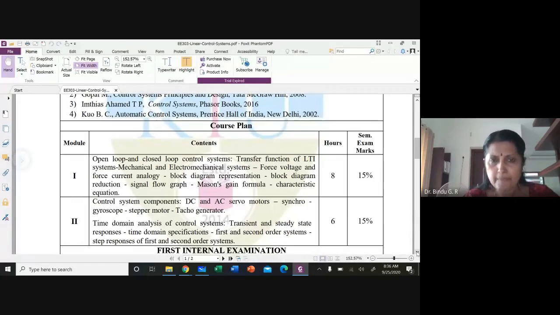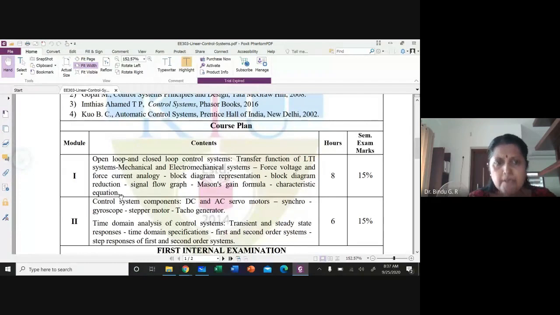Yes, ma'am, visible. Okay, so you can see the first module: open loop and closed loop systems, that we learned, classification we learned. Then the transfer function of LTI, linear time invariant systems, mainly mechanical and electromechanical systems, force-voltage and force-current analogy. I hope you remember we had dealt with that. Then block diagram representation and block diagram reduction we also dealt with. Then we went on to signal flow graph, Mason's gain formula applied to signal flow graph, and we discussed characteristic equation. So that is module 1.